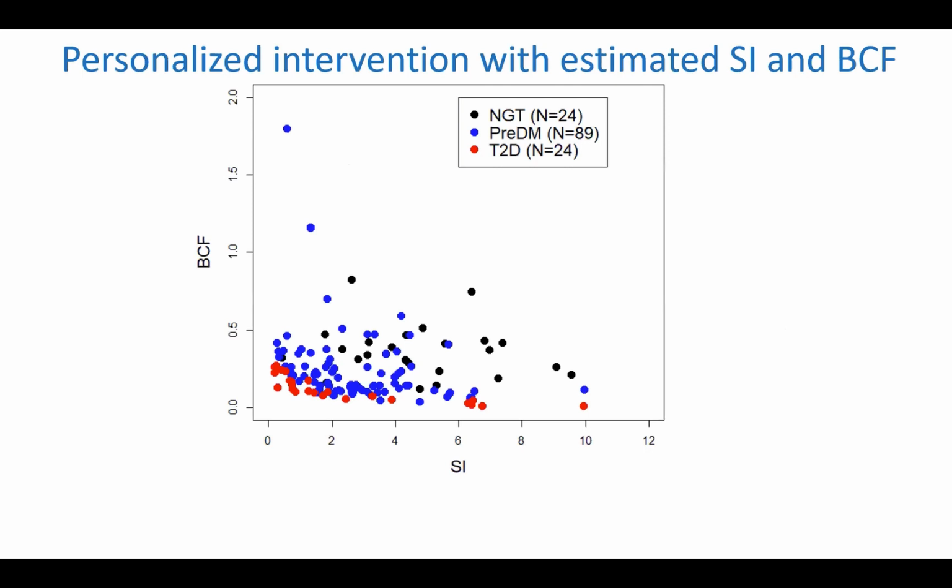So this is a personalized intervention with estimated SI and basal function. This is the same data from the Busan National University Hospital, South Korea. As you can see, this is the insulin resistance group. The basal function is still intact. Now, this is the right low corner. This is the weak basal function group. Insulin sensitivity is intact, but basal function really deteriorates.